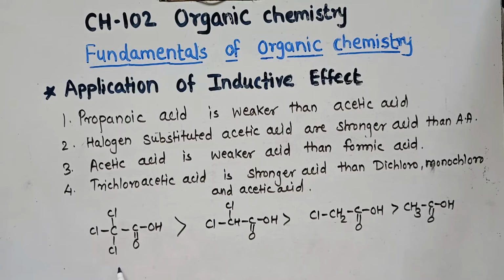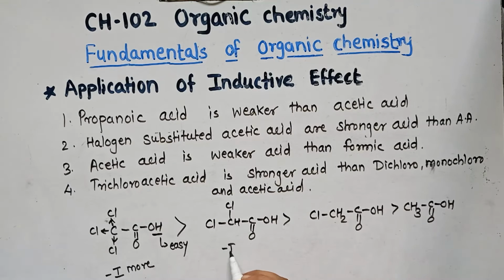Why? Because here the chlorine shows a minus I effect. It withdraws the electrons. So what happened? Here the electron density decreases and dissociation of this H plus is very easy. The minus I effect is more due to the 3 chlorine atoms. Hence the minus I effect increases the acidity, and here the minus I effect is more. Hence trichloroacetic acid is a stronger acid than the dichloro, monochloro and acetic acid.